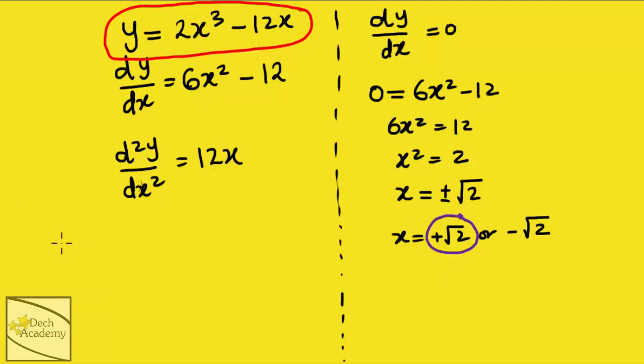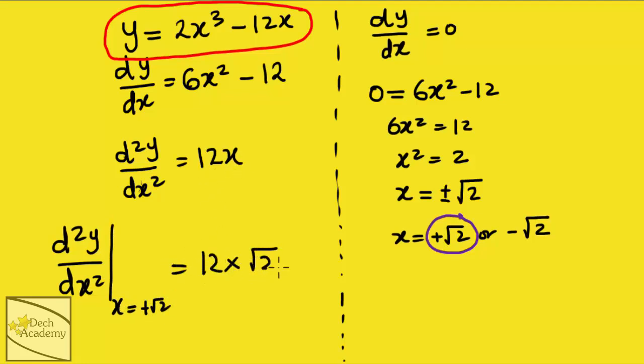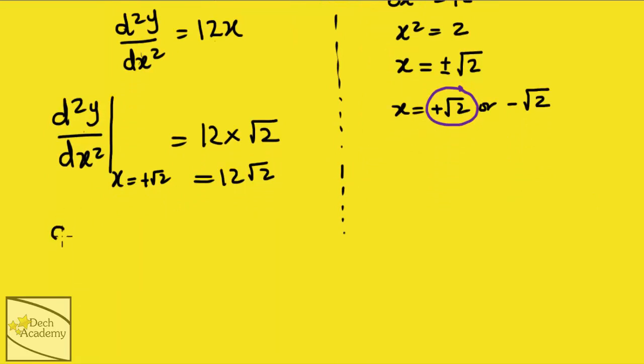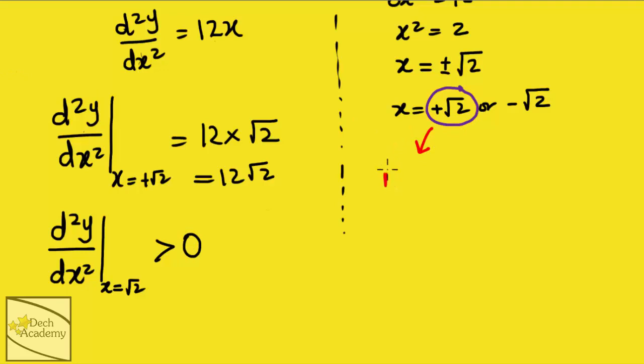The value of the second derivative at this stationary point, d2y/dx2, at x equal to plus root 2 is equal to 12 times the x coordinate, which is 12 times plus root 2. So I'll just write root 2, and that's 12 root 2, which has a positive value. So the second derivative when x is equal to root 2 is positive, it's greater than 0. So at this stationary point lies a minimum. So the nature of that stationary point is a minimum.